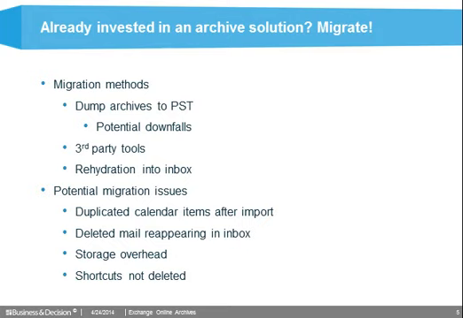The first one is to dump all of the archives to PST files. By dumping them to PST files, we can then use the PST tool to update the inboxes or the archive mailboxes. Now, that's probably going to be the slowest way. You do have to stop archiving for a while. It's probably going to take you the longest, most likely take you several months to get the PSTs moved up into the archive. But it is possible.